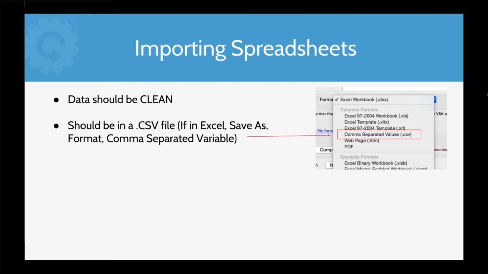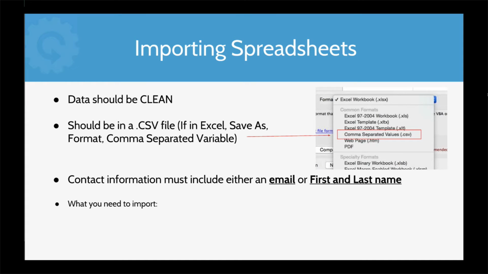Once you've got that up to date, then you'll need to make sure you save it as a CSV file, a comma separated variable. It's the most common standardization of spreadsheets, so you'll see it in any software you're using. You also need to make sure you include an email or first and last name. Those are important things. And then here are the things that you can import.